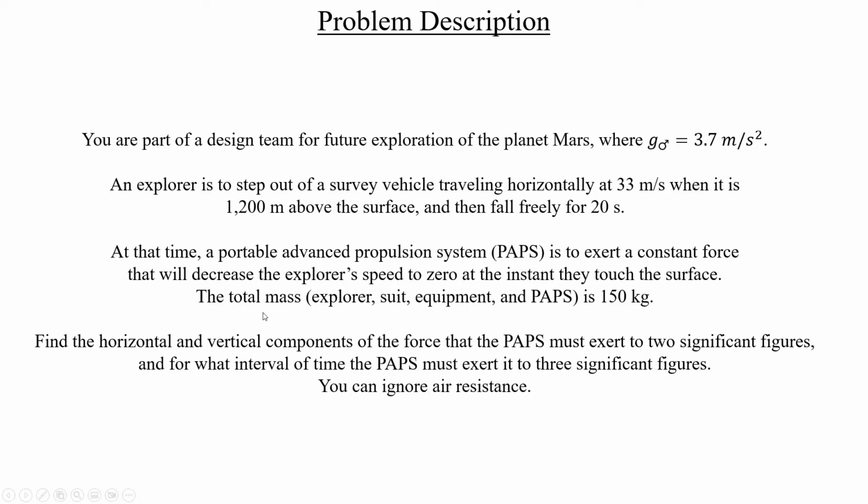And we're given the total mass of the explorer and all the stuff that they're wearing and all the PAPS and everything, and it's this nice, neat, and round 150 kilogram value. And so what's our responsibility? Well, we have to find the horizontal and vertical components of this PAPS force to 2 significant figures, and then we also have to figure out how long that PAPS has to be turned on for to 3 significant figures. And thankfully we get to ignore air resistance.